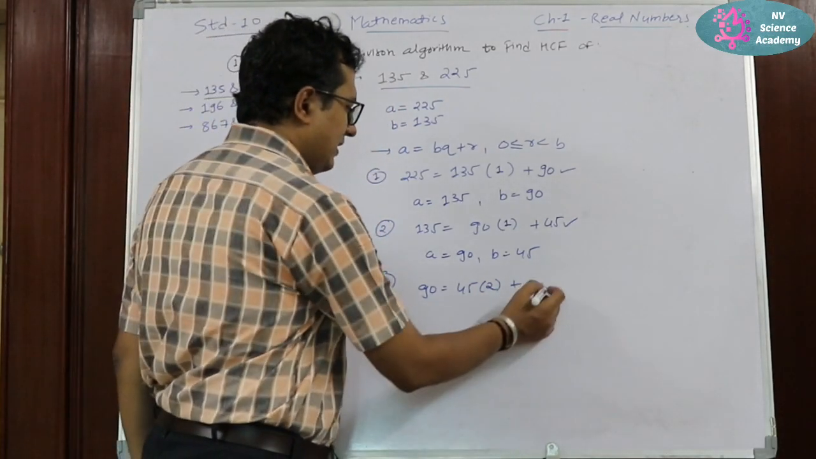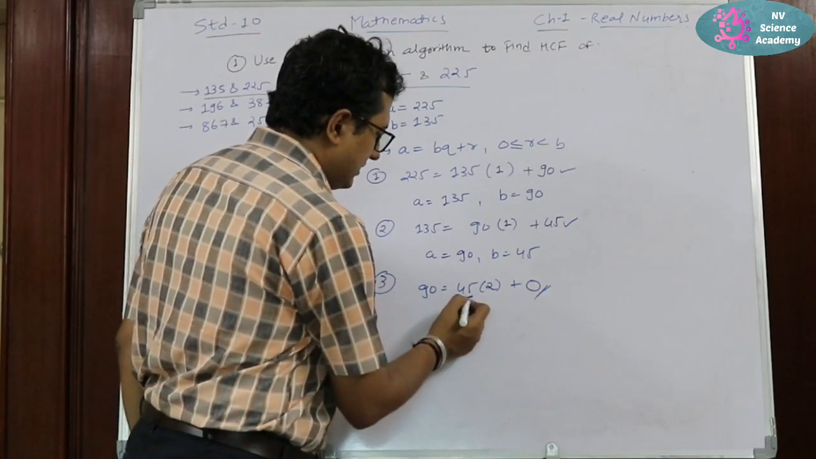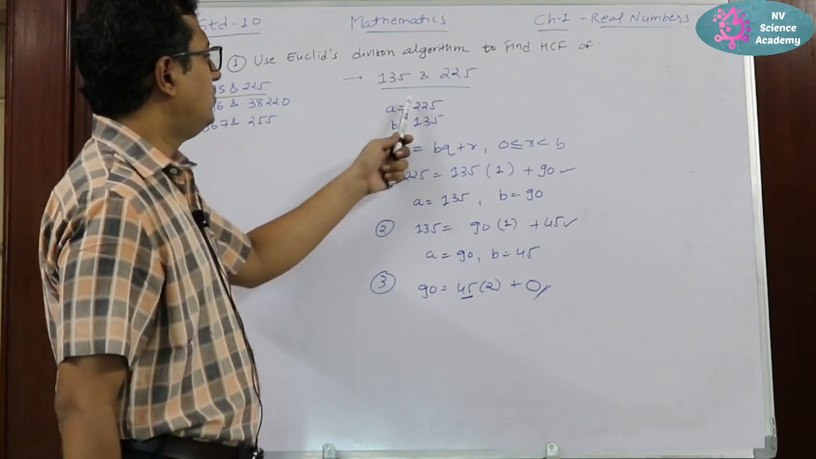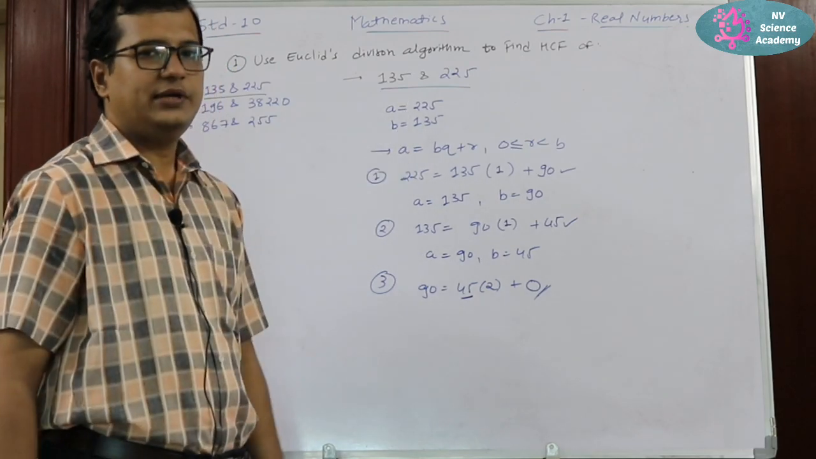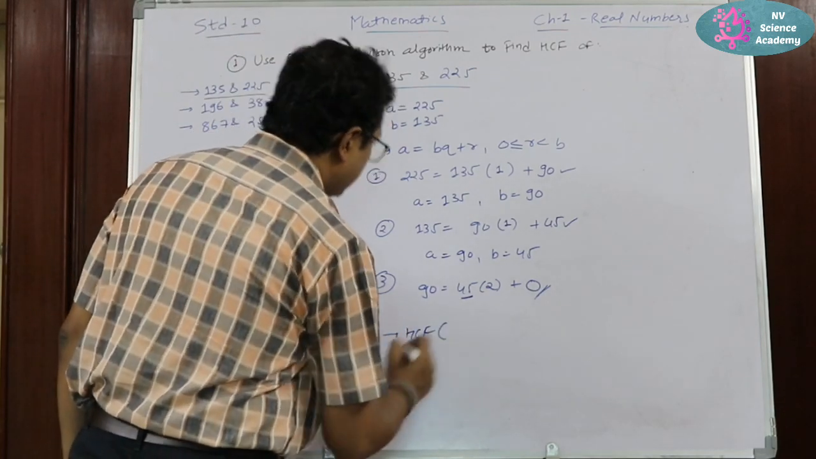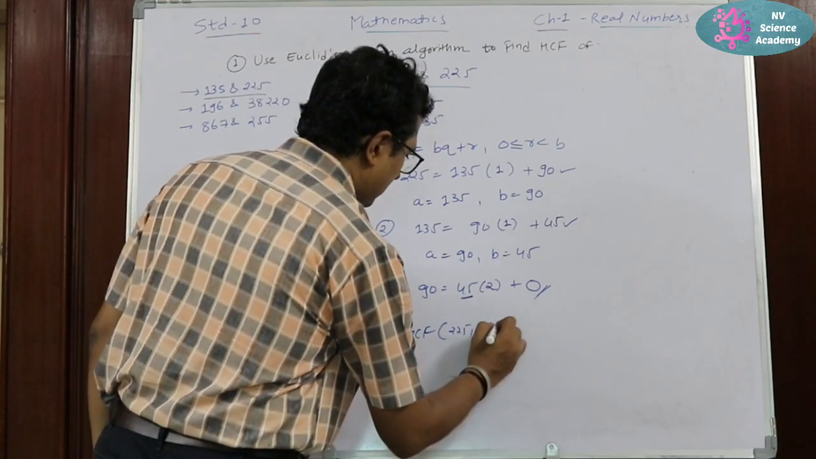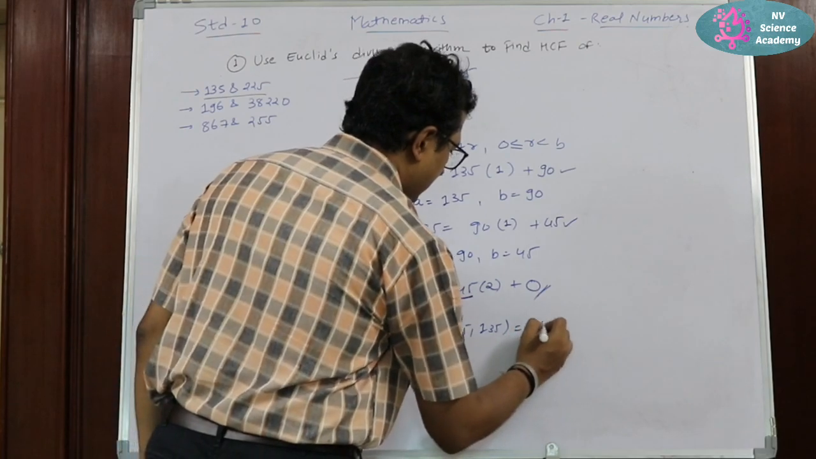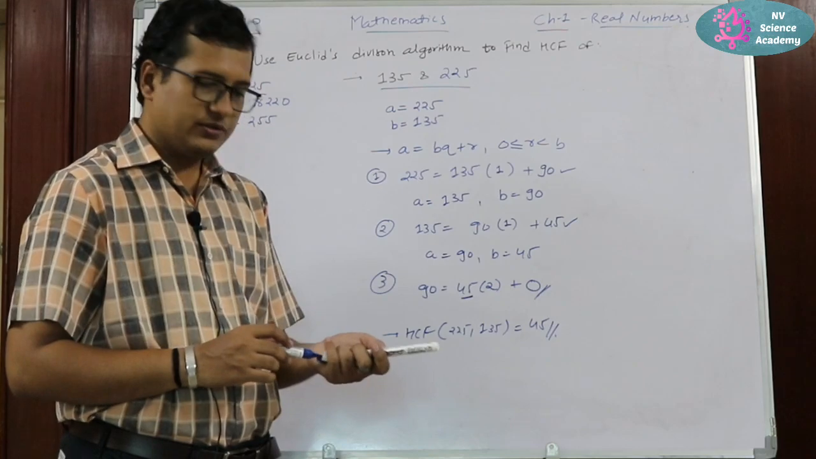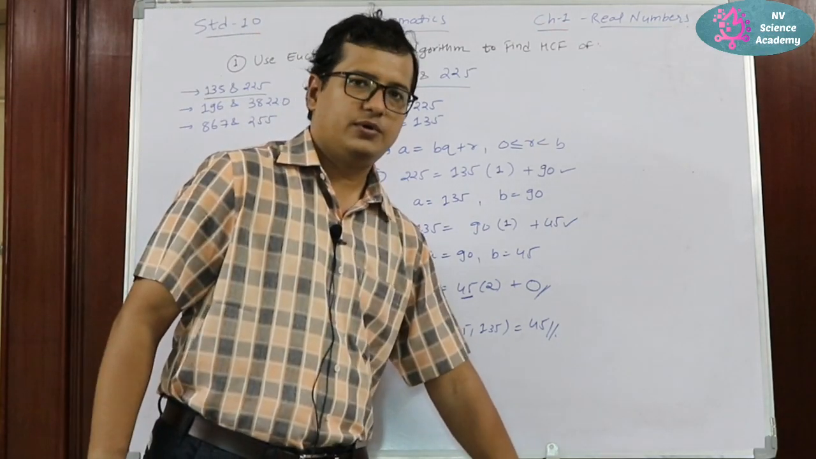See here, the remainder is 0. It means the divisor that we have used in this step is the HCF for 225 and 135. Okay, so here the HCF of 225 and 135 is nothing but 45. Okay, so this is one of the easiest sums. I hope you can understand it.